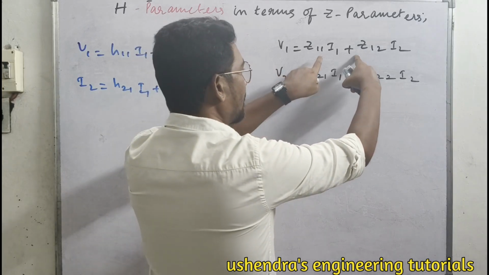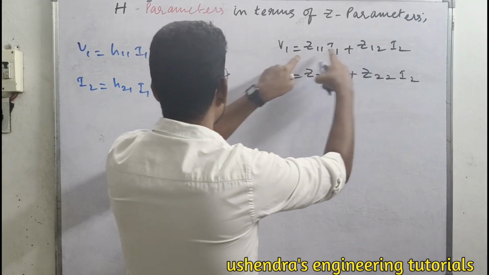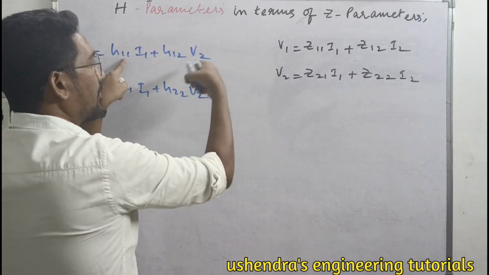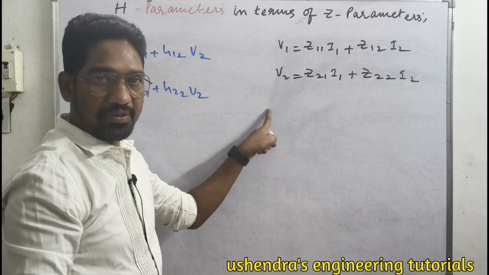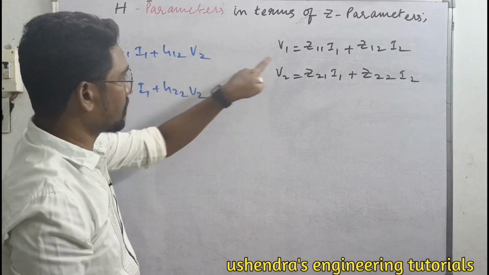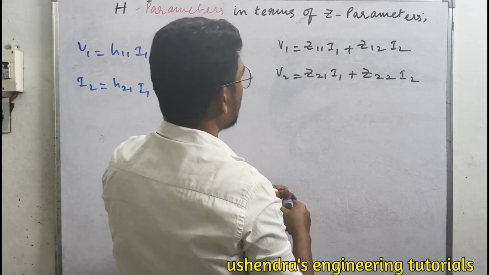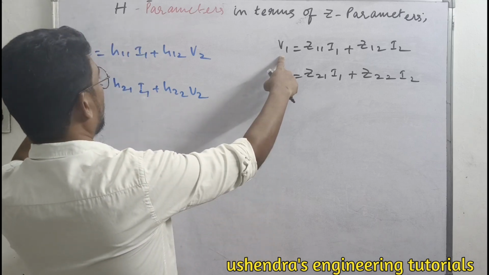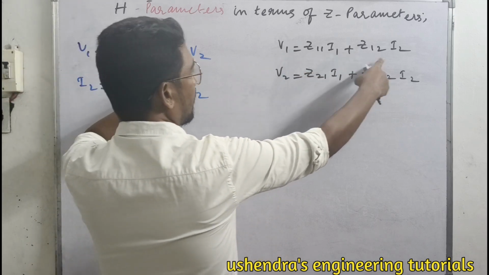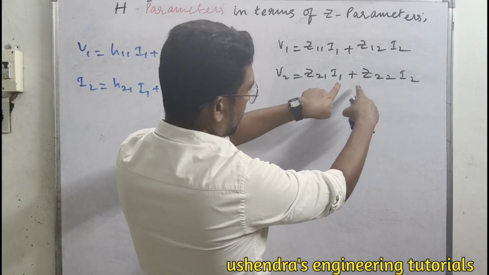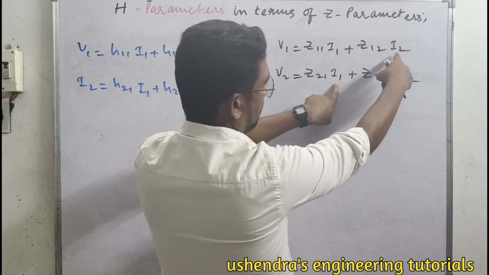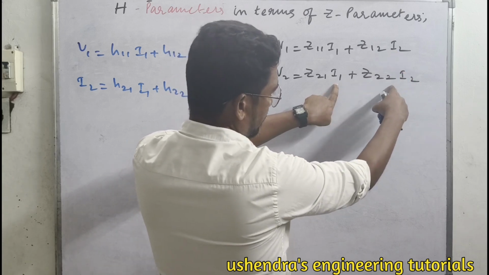So these z parameter equations should be written in terms of this one, so that we can compare both the equations, and then we will have h parameters in terms of z parameters. Let's see what happens. Here v1 is v1, i1 is i1, but this v2 and i2 are mismatching. With the help of this second equation, we substitute i2 from this very equation.